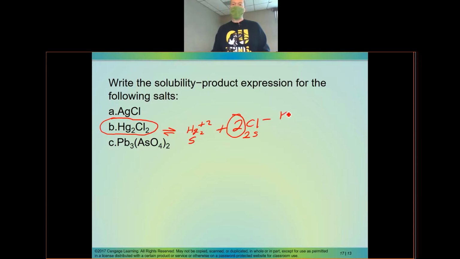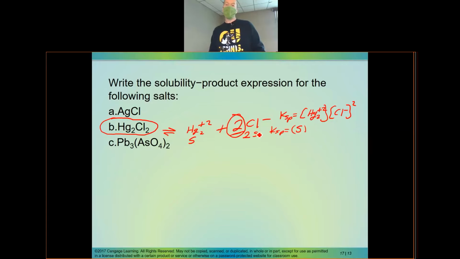All right, and when you do your Kc, which is a Ksp because it's an insoluble salt, you have the concentration of Hg2 2+ times the concentration of Cl minus raised to the second power. Again, make sure you can write the expression for your K values. Then you plug in the values at equilibrium. So for your Ksp, your Hg2 2+ is S. Your Cl minus is 2S. And when you square 2S, you get 4S squared.